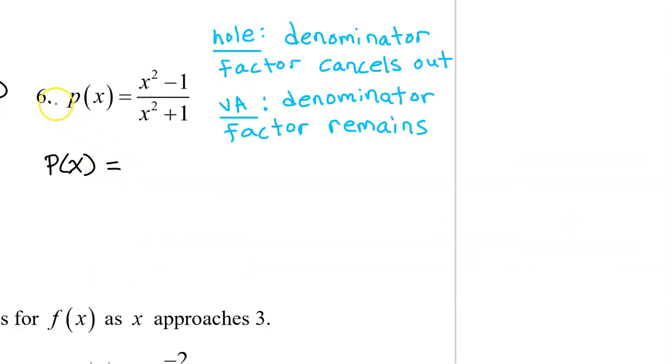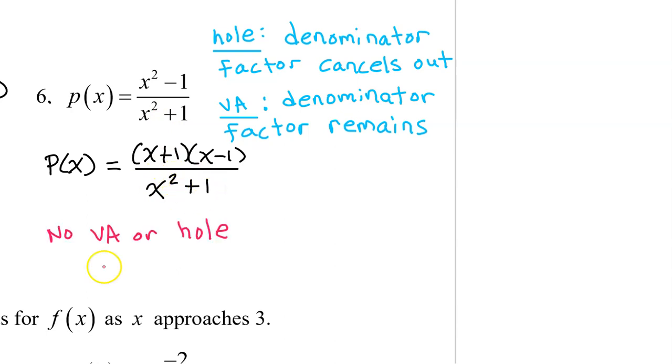Number 6, p of x will require some factoring as well. In the numerator, we have the difference of two squares, so this is going to factor as x plus 1 times x minus 1. Now be careful, some students think that x squared plus 1 will factor as well. It will not. X squared plus 1, the sum of two squares, is never factorable.